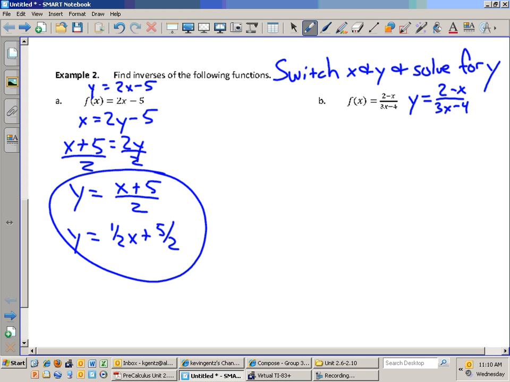So what's my first step? What do I do first? I switch them. So my new equation is x equals 2 minus y over 3y minus 4. I like it. What do I have to solve for? That means y needs to be in the numerator and by itself. It's not in the numerator right now. So I'll pull a little trick here. We'll go over 1. What should I do? Cross multiply. Very good. So I come up with a new expression. 2 minus y is equal to 3xy minus 4x.